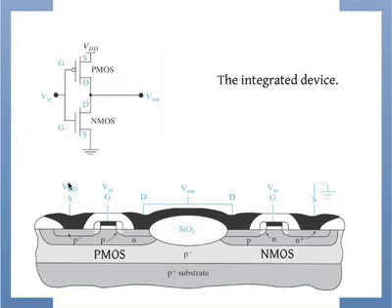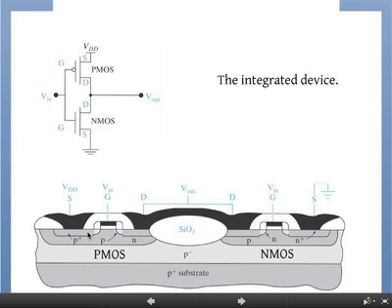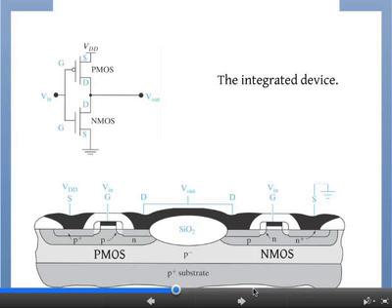Okay. So this is what the integrated device looks like. You've seen this before, but let's just walk through it again. So you have a PMOS side here, NMOS side here. In this particular case, of course, you can have different ways to do it. But in this particular case, you start with a P substrate.